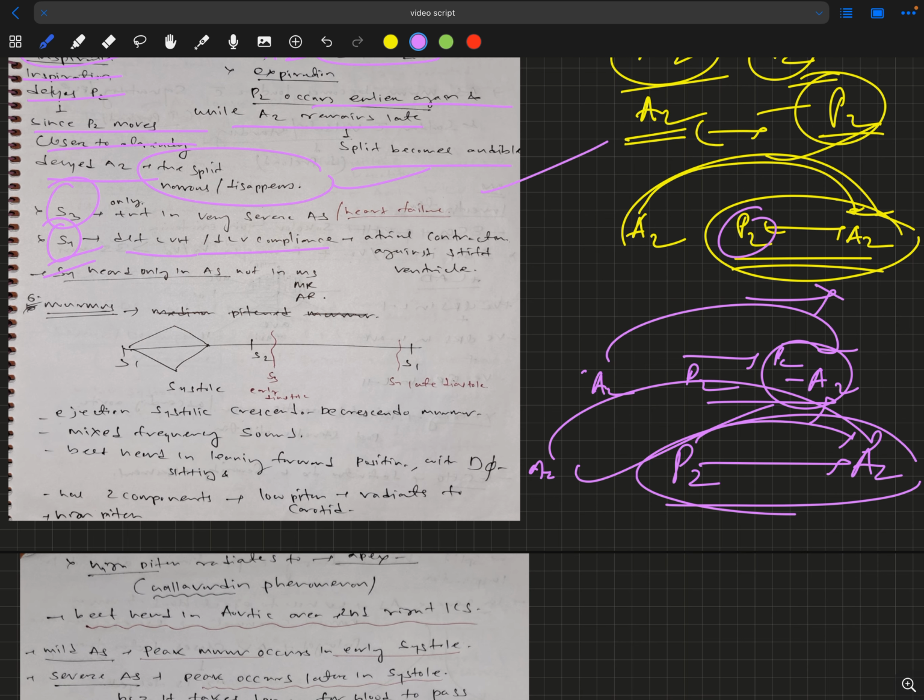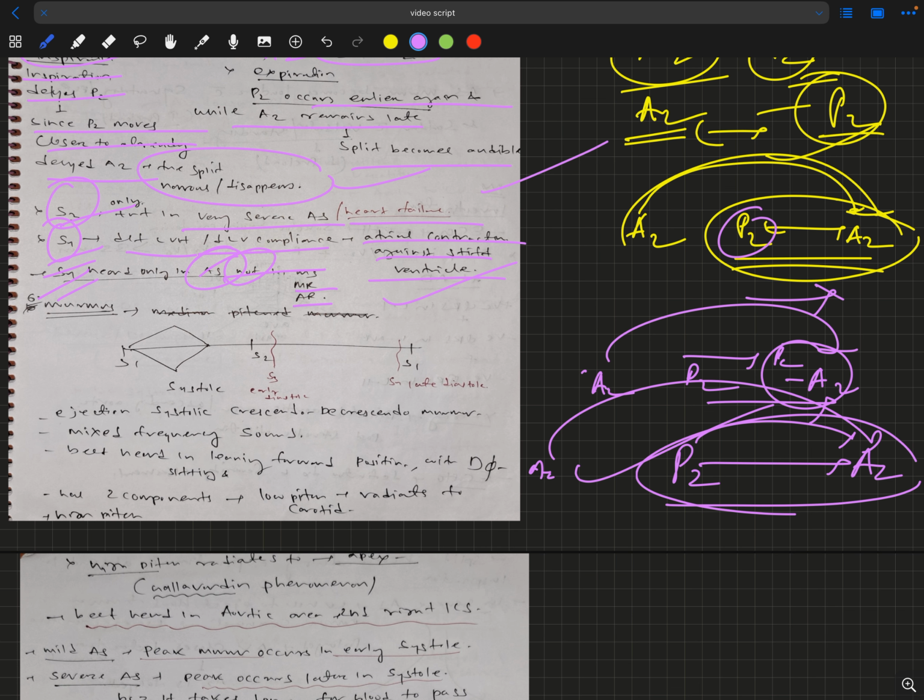So S4 is heard in which valvular heart diseases: MS, MR, AS, AR? Only in AS we hear S4. It is not heard in MS, MR or AR. S4 is only heard in what? AS. S3 is the sound of a failing heart. It is heard in very severe AS or heart failure. So S4 is atrial contraction against a stiff ventricle. So a stiff ventricle is present here due to hypertrophy. So S4 is heard in AS.